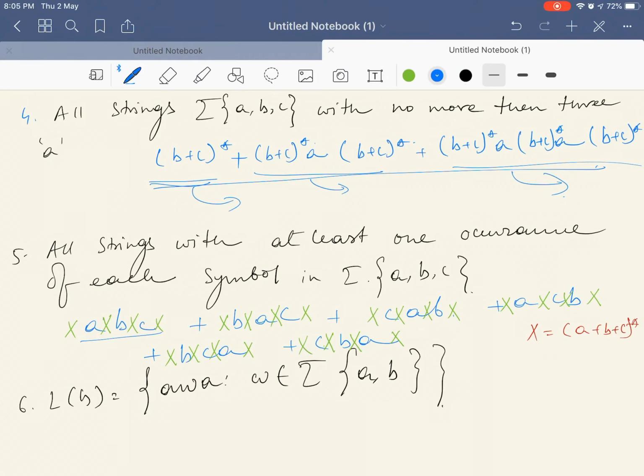Now the third one, you can consider any combinations of the string, but it must start with an a and end up with another a. So this is the simplest one, and in between the a and a, starting with a and ending with a, there may be any combination of a and b. So how to confirm any combination of a and b? Just write a plus b whole star, and before that write an a, and after that write an a.